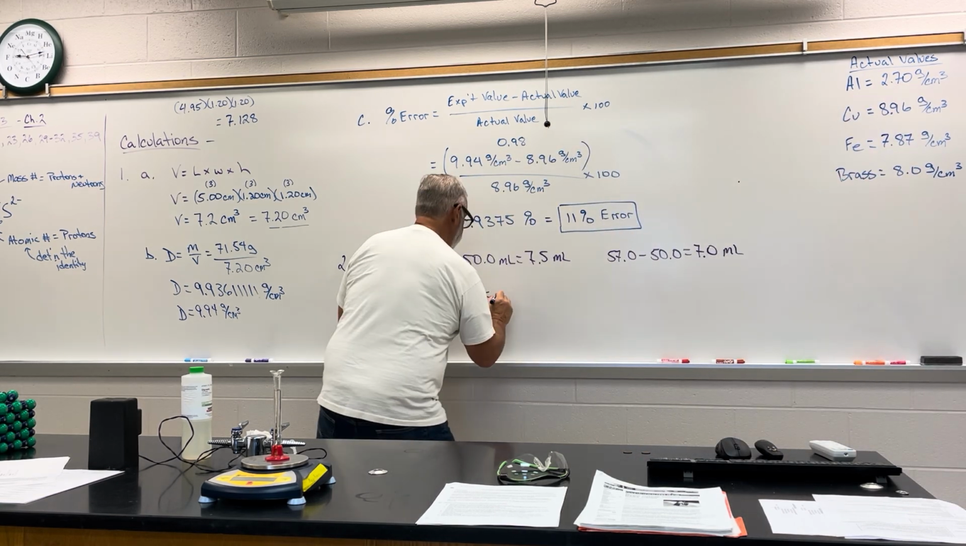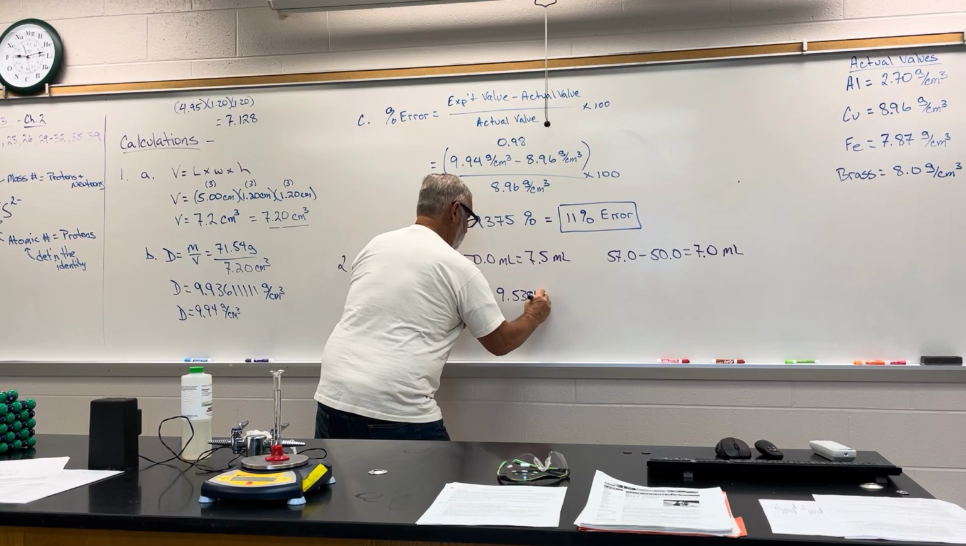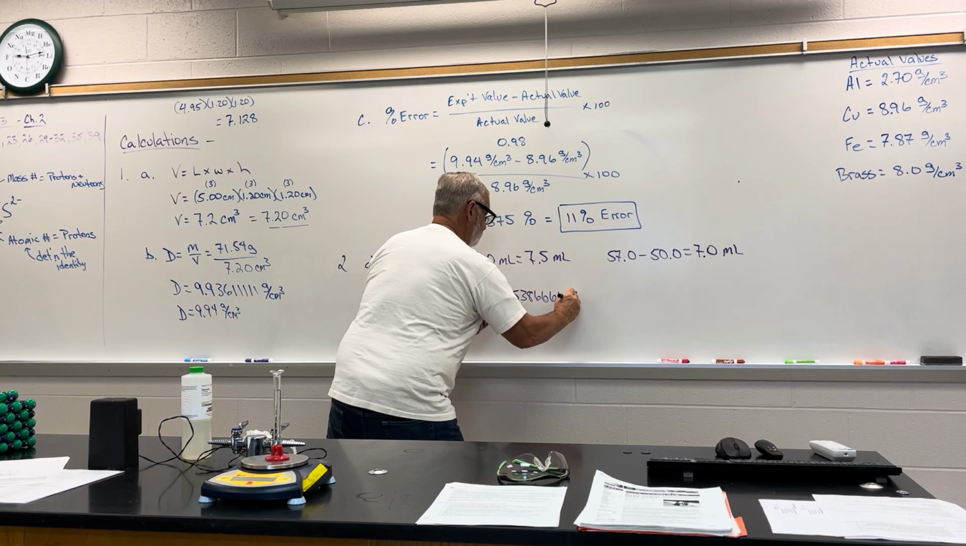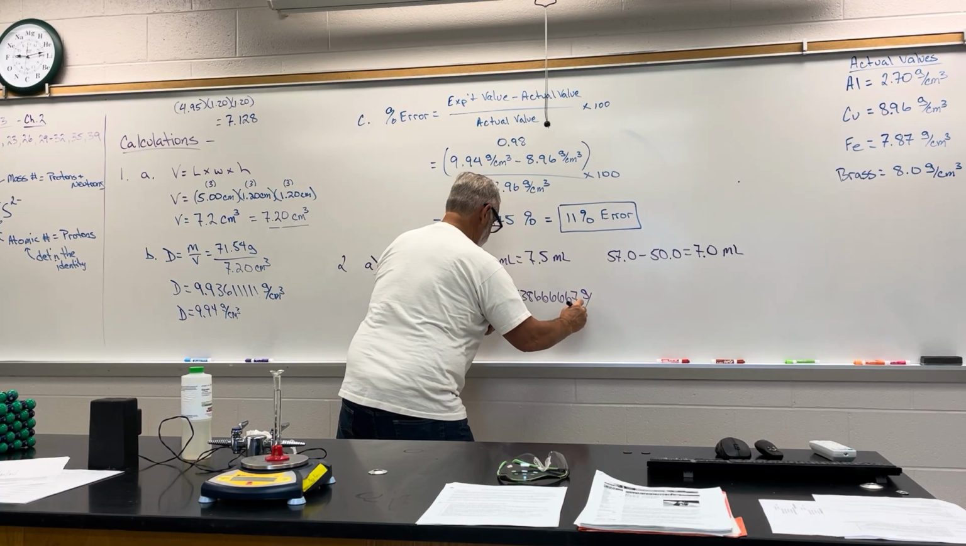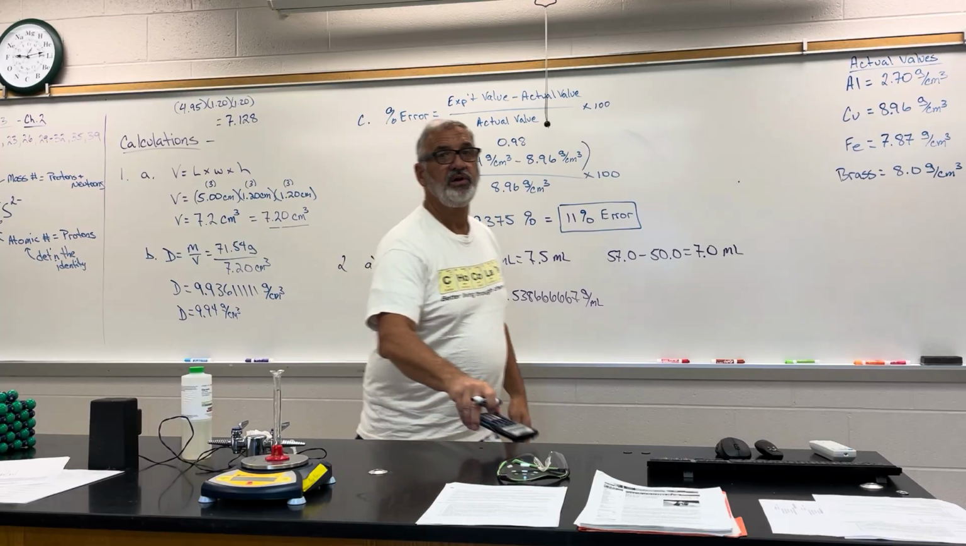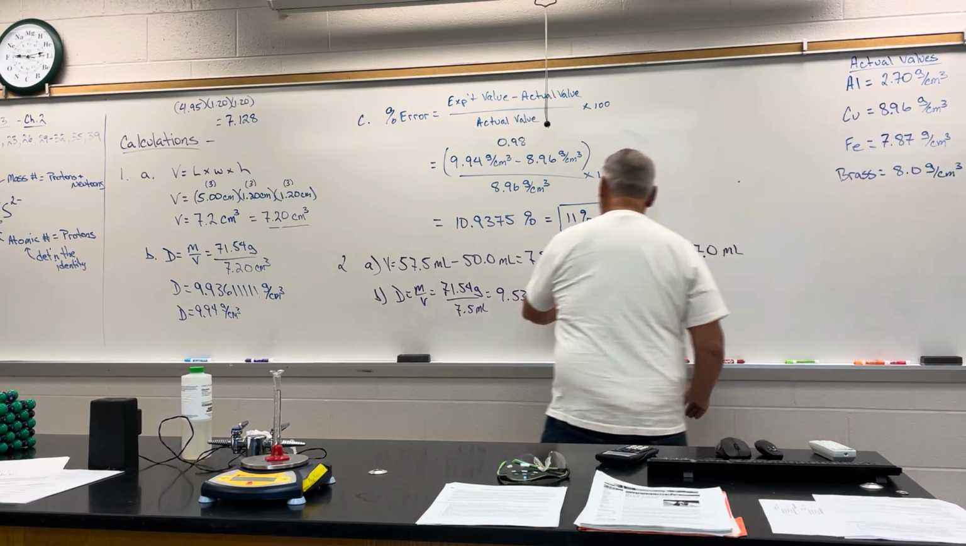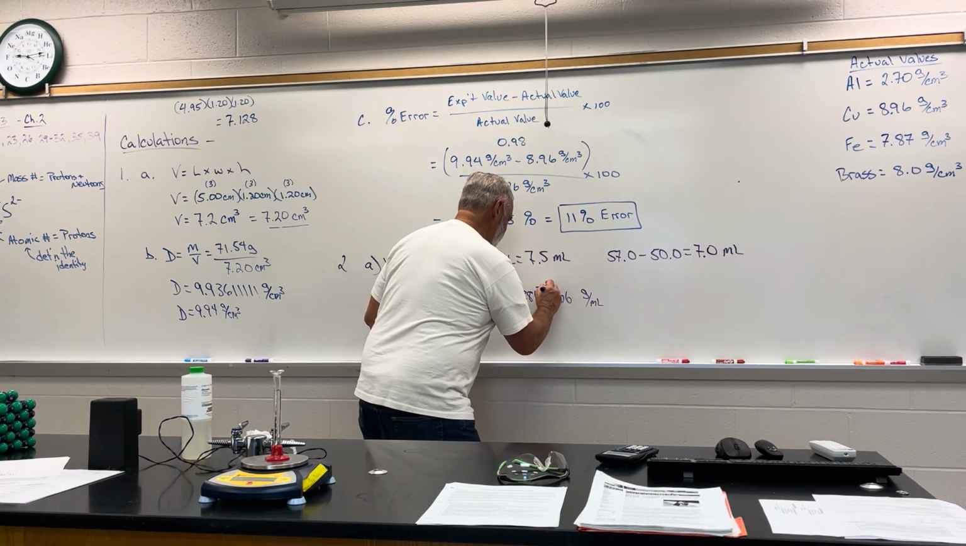And when I do it, it comes out to 9.5386666667. It's actually 6 repeating, but grams per mil. It's amazing how many times that number shows up. I'll say, and I'm going to remember this for the next class, I'm just going to say it's repeating.